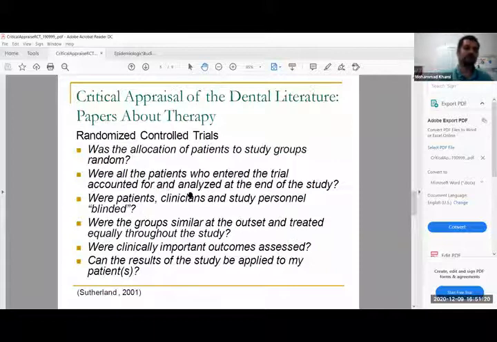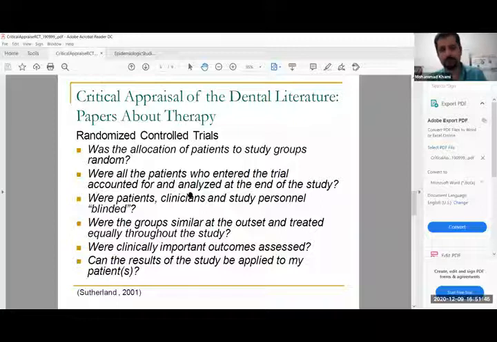And then when we come to papers about therapy, the most useful studies are randomized controlled trials. So you can see a brief checklist for critically appraising randomized controlled trials. The first and most important item is, was the allocation of patients to study groups random or not?